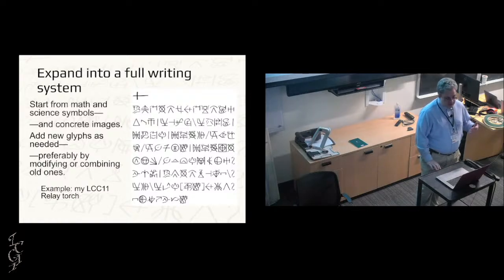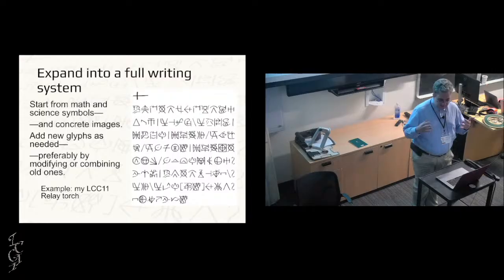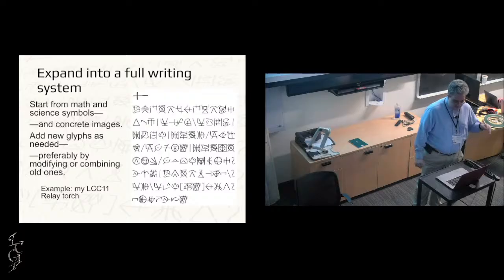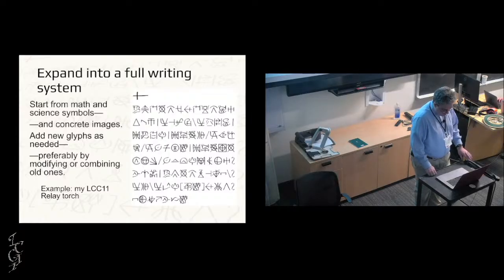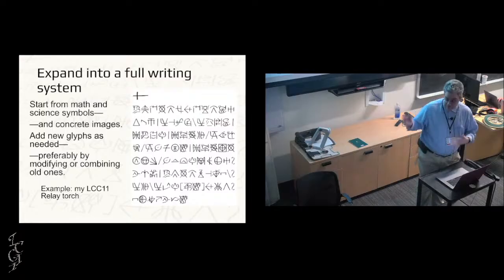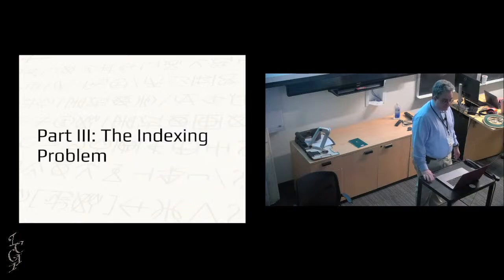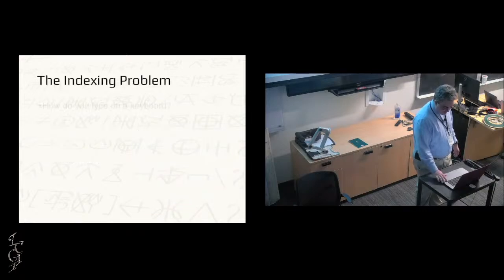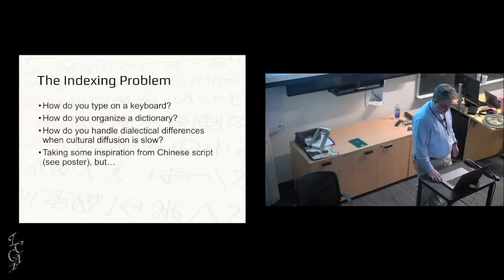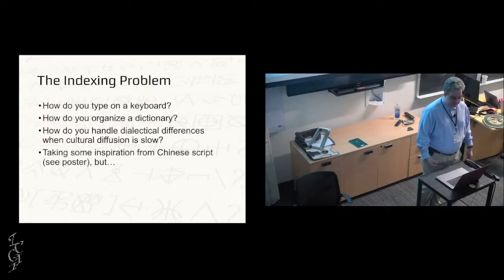And then, of course, add new glyphs as needed, but with the proviso that you combine or modify old glyphs preferentially over creating new ones, because people want to keep it simple in contact messages, so they try to use old glyphs that people will understand. And this worked reasonably well, except there's one problem, which I call the indexing problem, which is how do you type this on a keyboard, and how do you organize it in a dictionary.